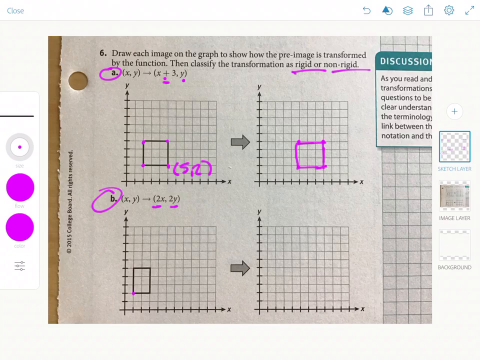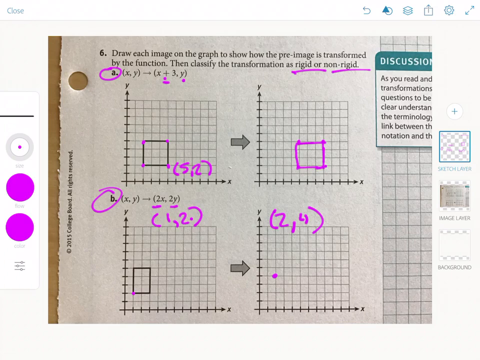So here we have the point 1, 2. So we're going to multiply the x value. Let's write it up here. 1, 2. The x value gets multiplied by 2. The y value gets multiplied by 2. So our new point is 2, 4. So that's over 2 and up 4.